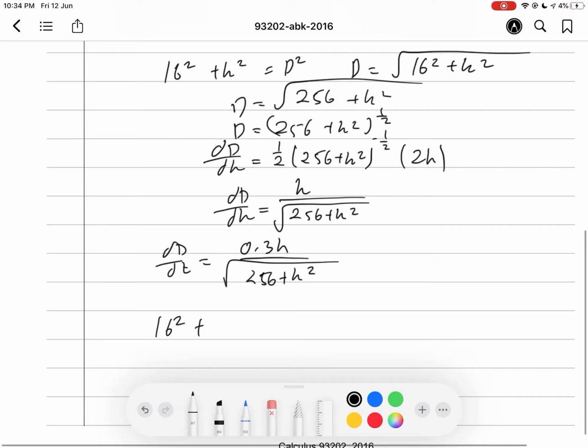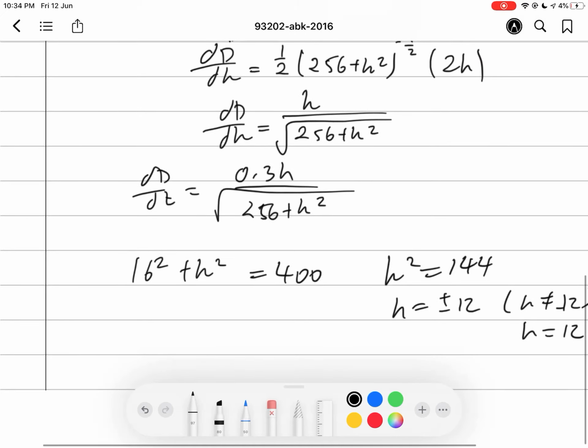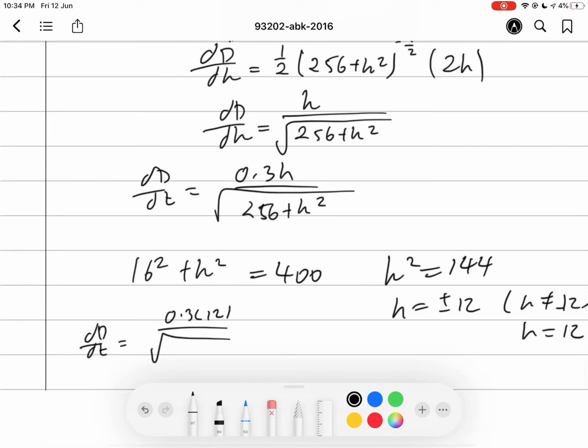So 16 squared plus h squared equals d squared. In this case, d is 20, so d squared equals 400, and therefore h squared equals 144. h equals plus or minus 12. But you know that h cannot be negative 12, so therefore h equals 12, okay? Therefore, dd over dt equals 0.3 times 12 divided by the square root of 400.